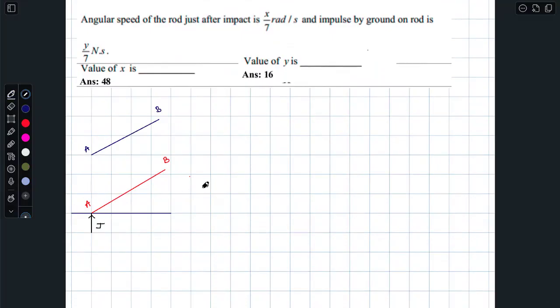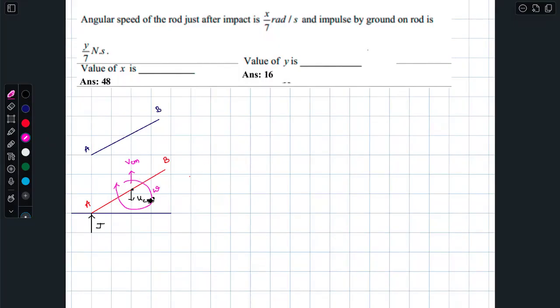It will face an impulse. Before that, it will have some UCM. After the impulse, it may have VCM, along with which angular part will also come into picture. Just before and just after.